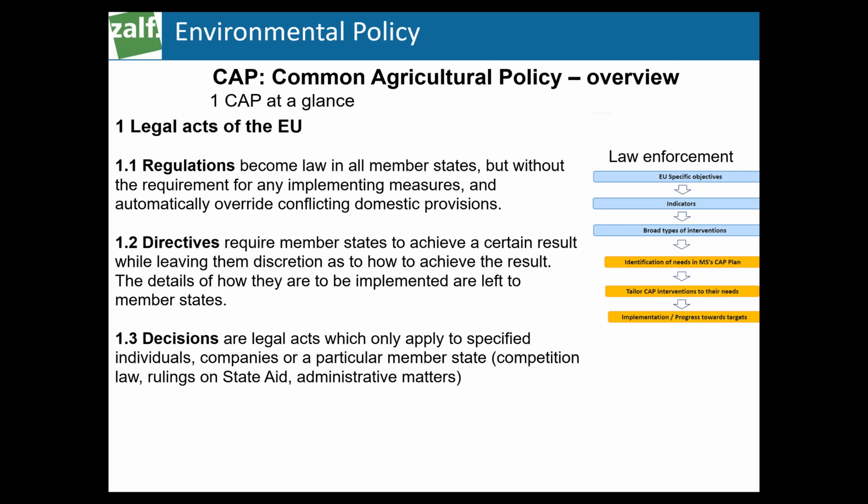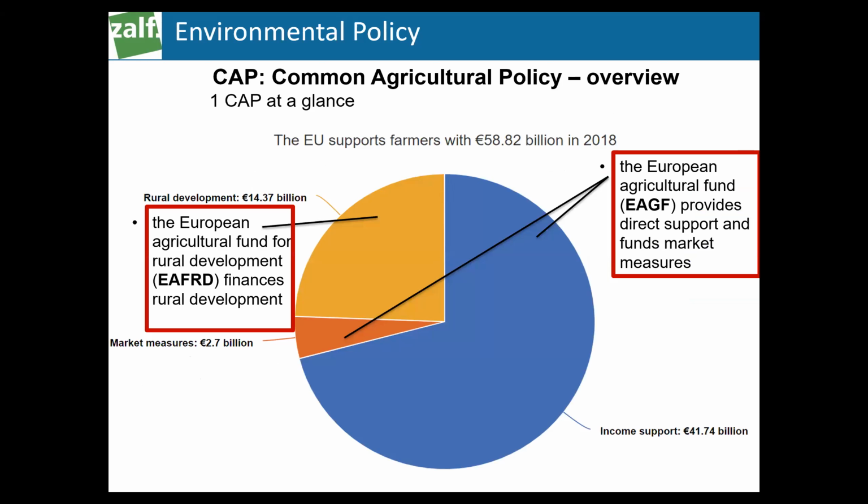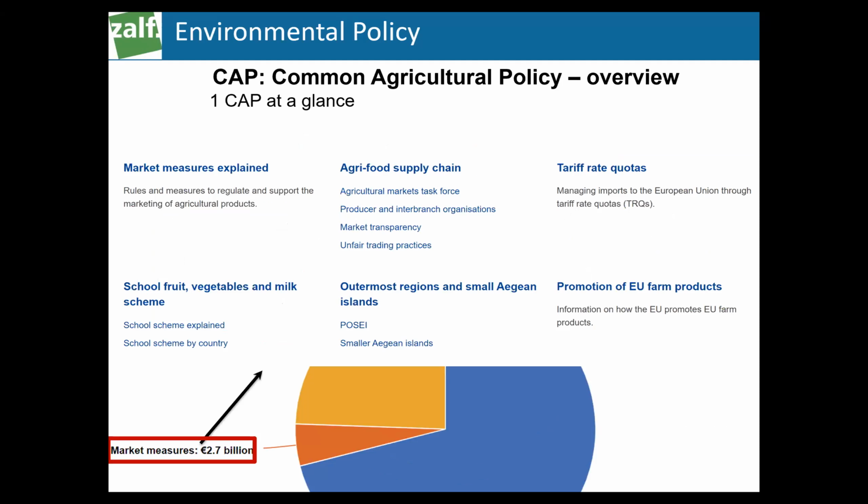That's a directive. And there are decisions that are legal acts which only apply to specific individuals. Okay? Any question to those? No? Good. If we look at the overview, we have the Agriculture Fund, the EAGF. They deal with the income and the market support measures. And then we have the EAFRD, the European Agriculture Fund for Rural Development, and this deals only with the rural development measures. That's quite obvious. But there was also the question on cross-compliance and on the different instruments.